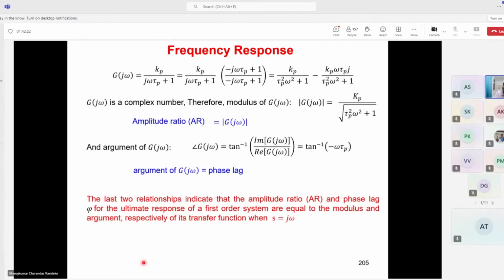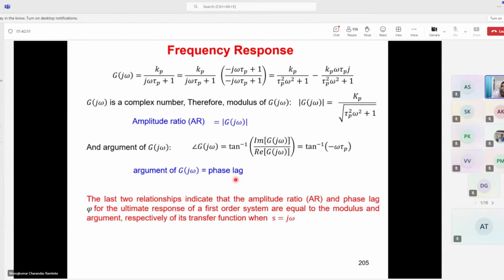Now, what we have proven here is I can directly get the amplitude ratio and the phase angle just by replacing s by j omega, isn't it? And then we can find out the magnitude of j omega, that will give me the amplitude ratio directly, and the phase angle of j omega will be nothing but the phase lag.